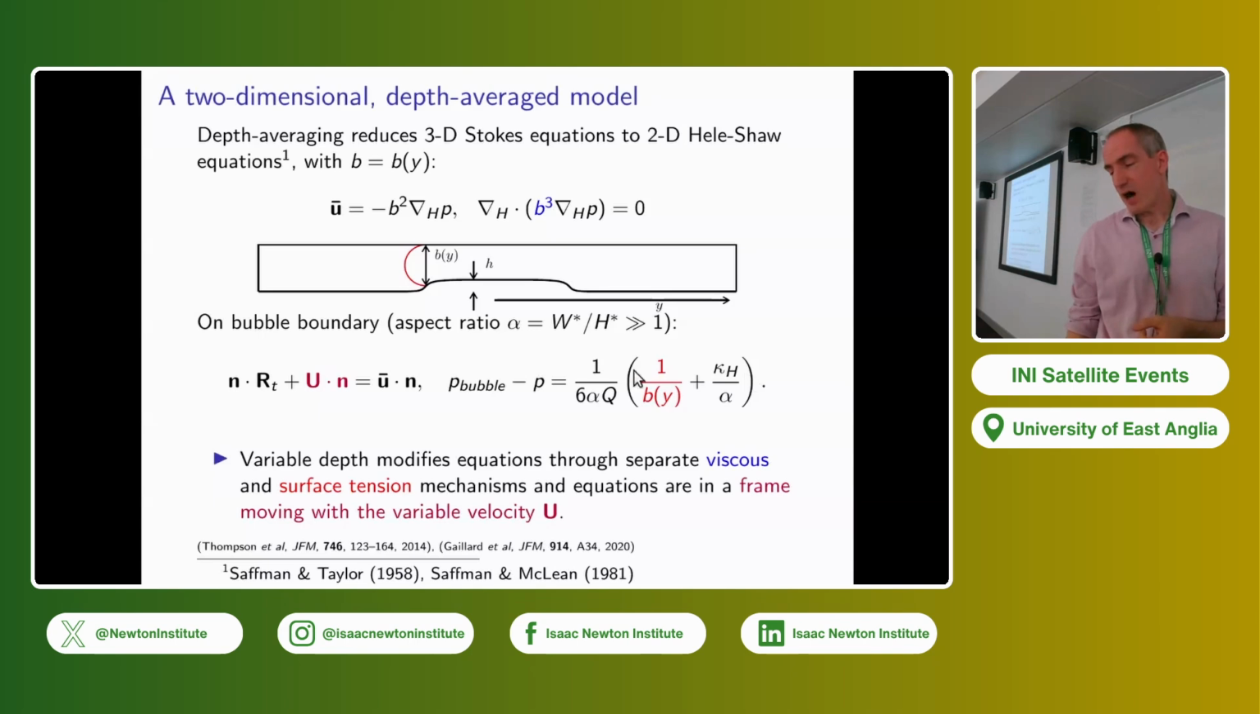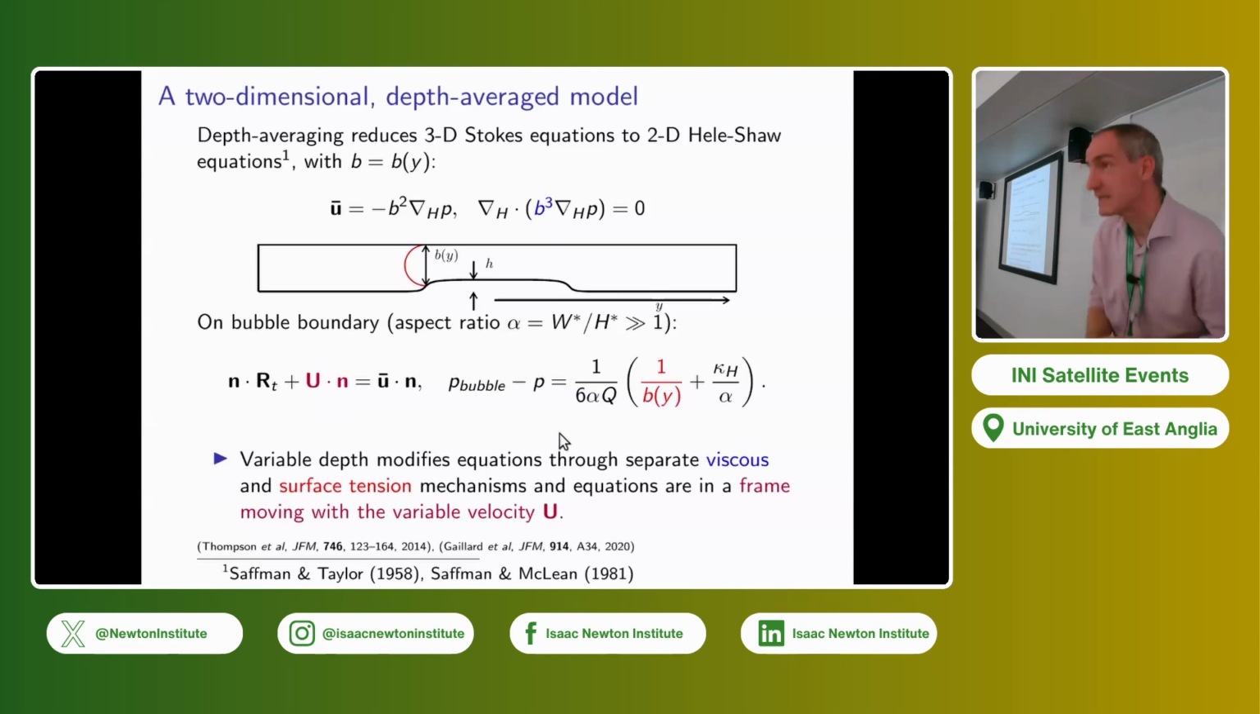What varying the height does is it affects the model via the equation through two different mechanisms. You've got this viscous effect here in the conservation of mass terms, and you've got the surface tension type effect here in changing the curvature. And this is done in a frame moving with the variable velocity.